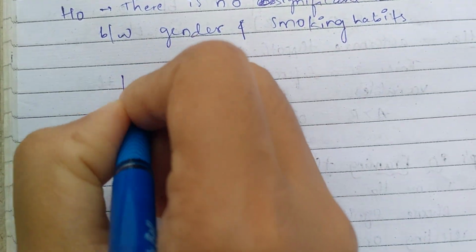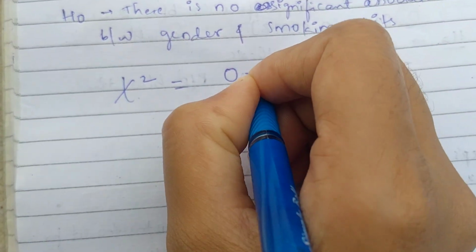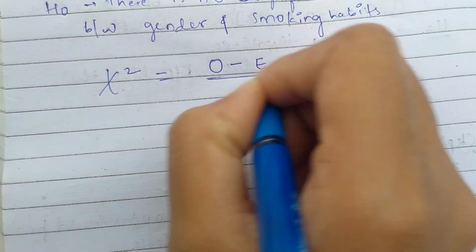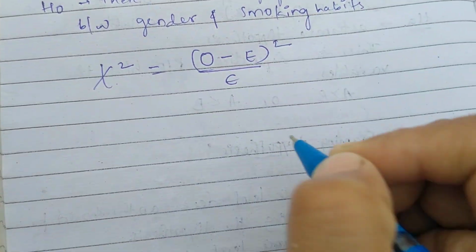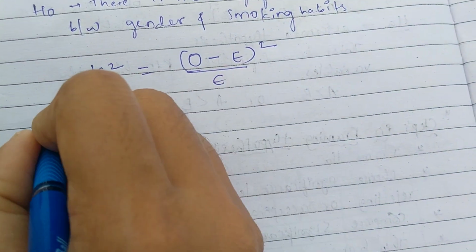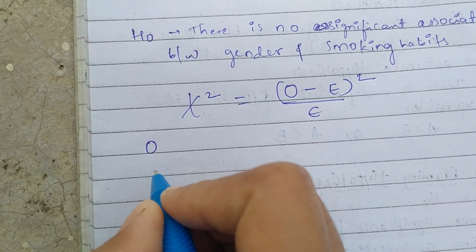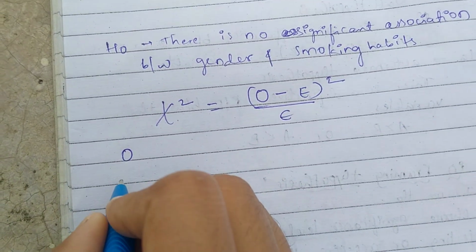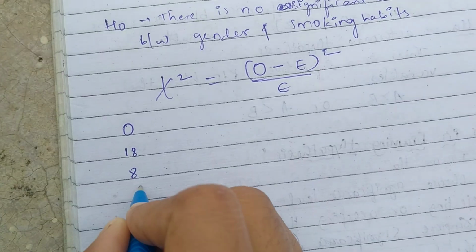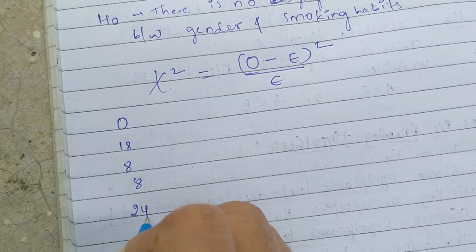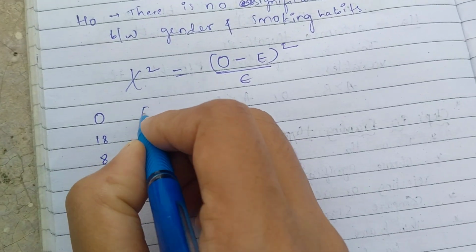To calculate the chi-square test, we have a formula: O minus E, whole squared, divided by E. We'll do it one by one. We have O: totally four observed frequencies, which are each cell: 18, 8, 8, 24. So these are our observed frequencies. Next we'll find the expected frequency.